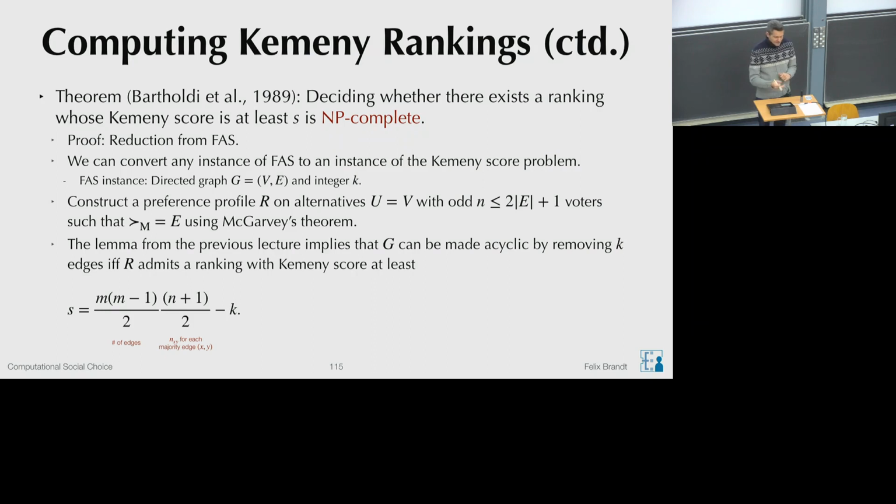But we will now continue using this problem in order to tackle the perhaps more interesting problems of finding a Kemeny ranking, or deciding whether some given candidate is on top of a Kemeny ranking. That would be called a Kemeny winner. So that's perhaps also a very natural decision problem: given some preference profile, is X a Kemeny winner, in the sense that X is on top of a Kemeny ranking? All of these problems we can prove hard by reducing from the type of problem for which we have just shown hardness.